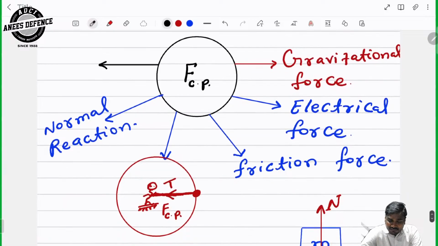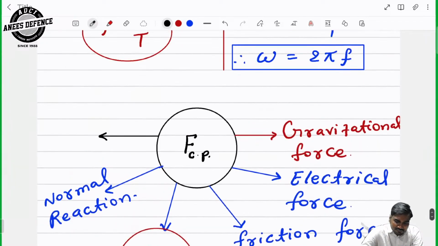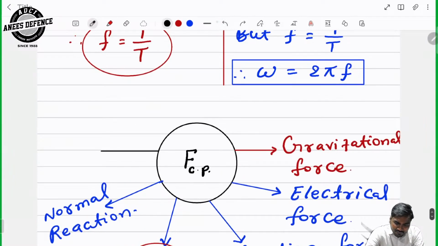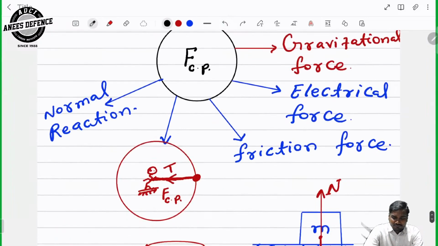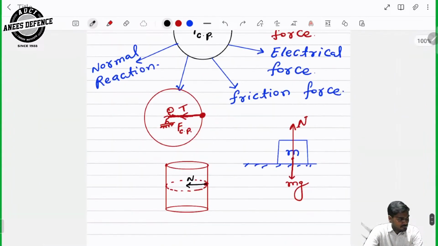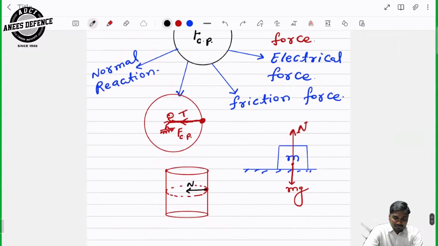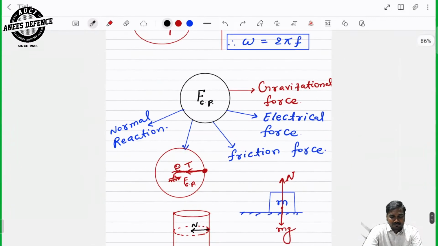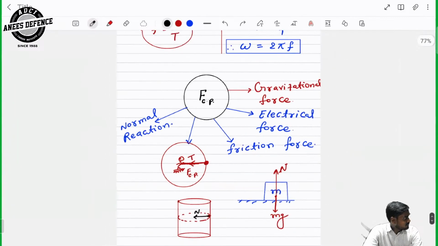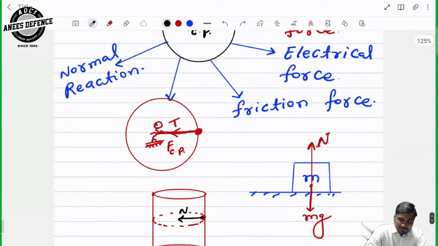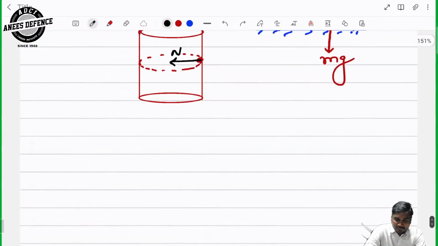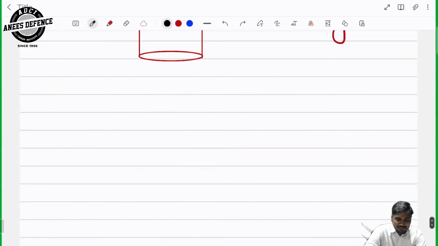Next: gravitation, electrical, friction force, normal reaction, tension. Okay. Next. Noted? Right now, fast. I will do it later. Okay. Next.